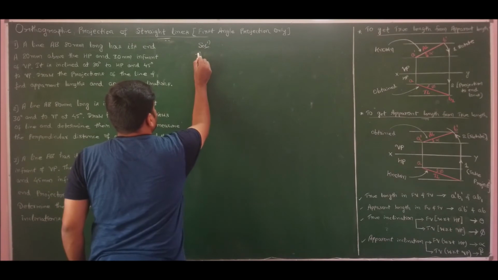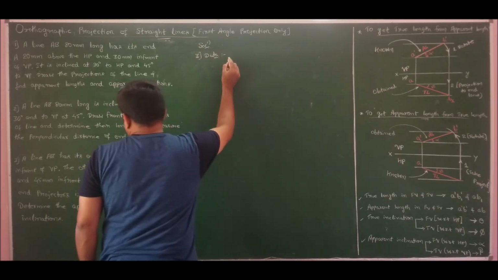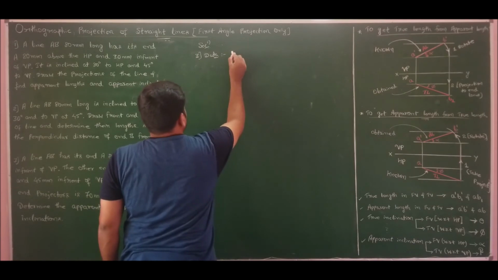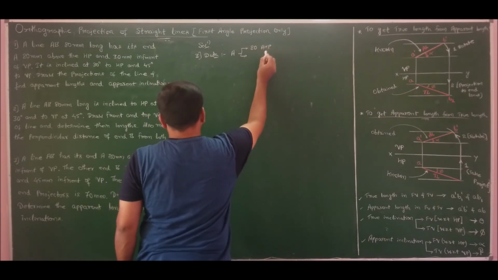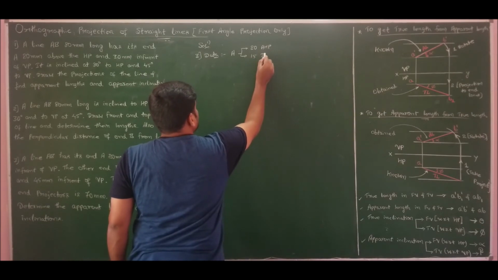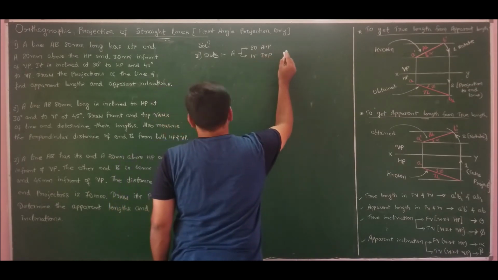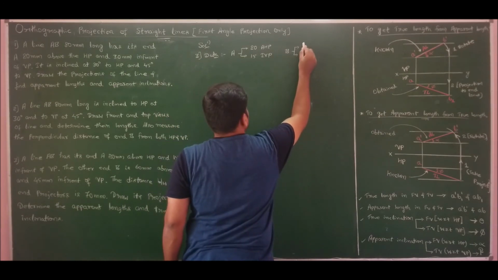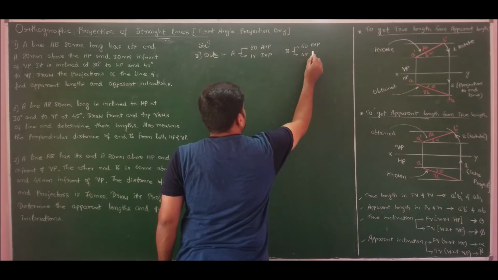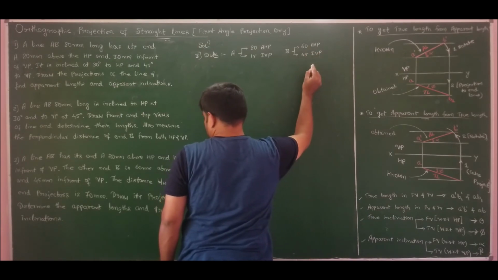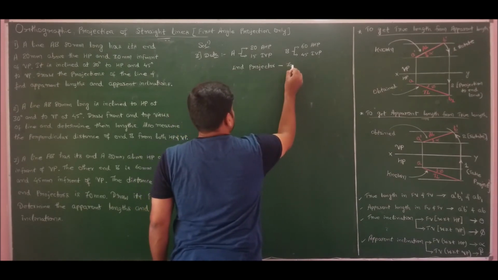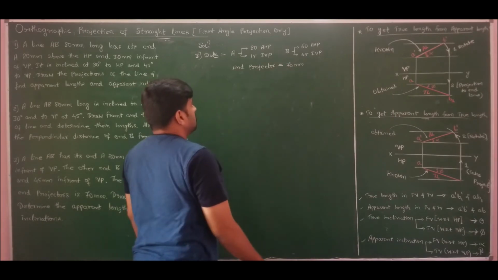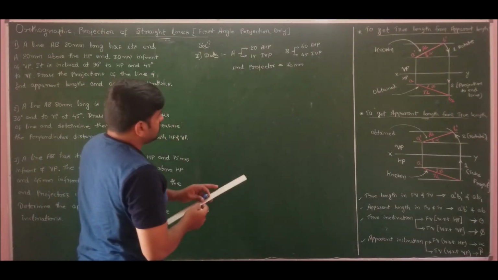If I list the data given for problem number 3, the data specified are: the line AB has its end A 20 mm above HP and 15 mm in front of VP. The other end B 60 mm above HP and 45 mm in front of VP. The distance between the end projectors is given, which is 70 millimeters. So this is the data given for us. Let us solve this problem.